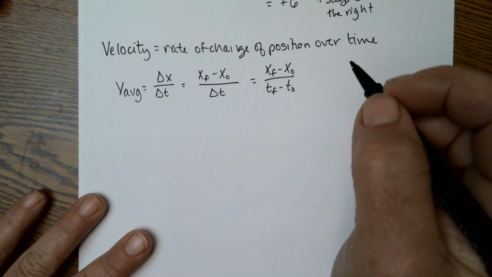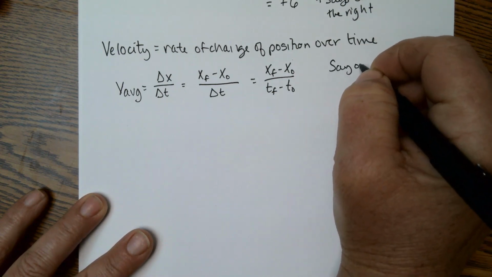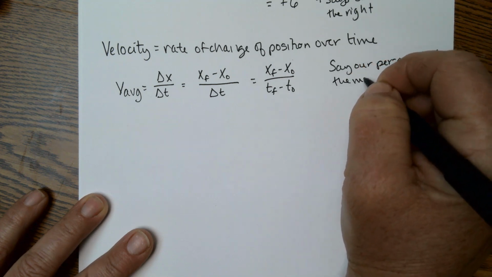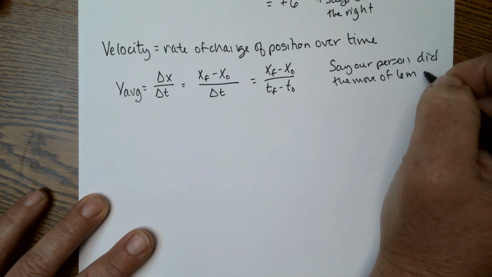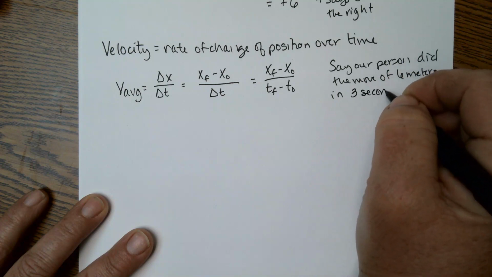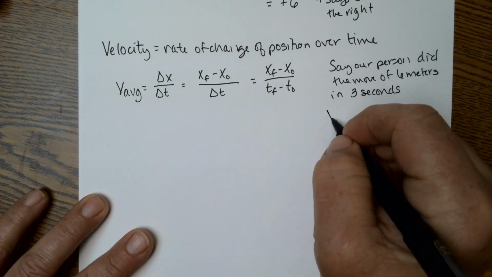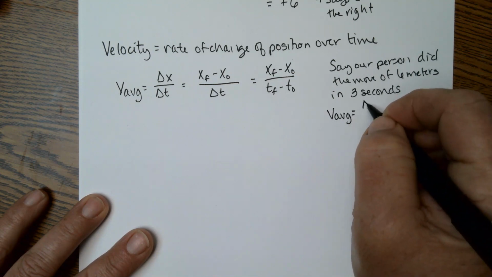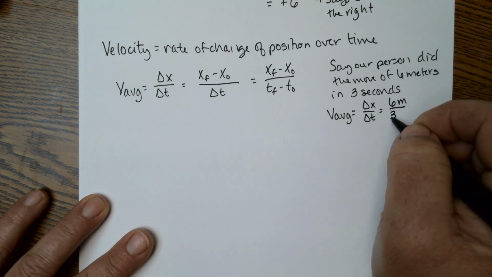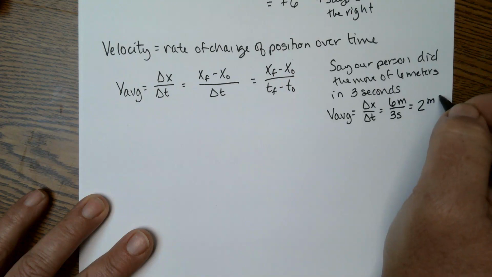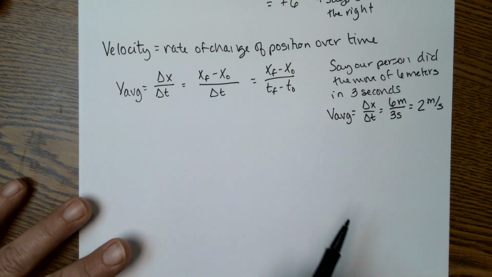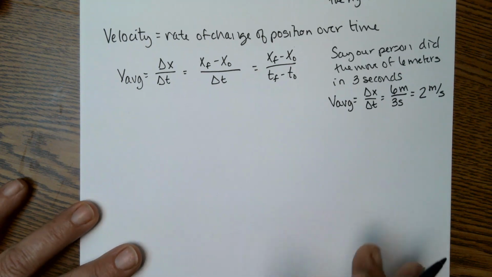So let's say that our person did the move of 6 meters, okay, we're going to give it meters, in 3 seconds. Okay, if they did that, then their V average would be their change in position over their change in time, which would be that 6 meters over 3 seconds, and that'll be 2 meters per second. Our units for velocity are always distance over time. And so there's that.